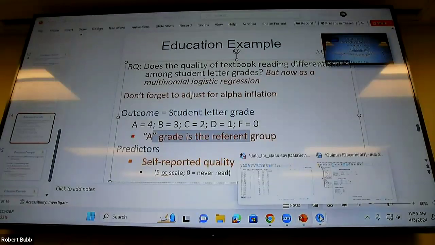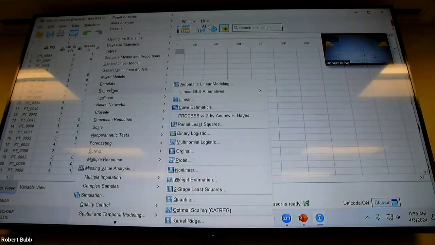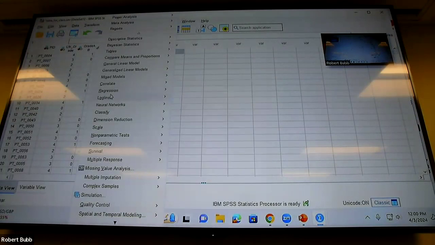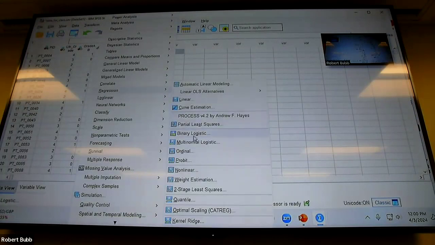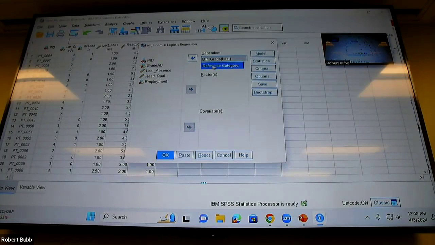So let's go to our data. We'll go to analyze, regression. Now we're going down to multinomial logistic. Same thing as before, we will put our letter grade in the dependent variable. Notice it says reference category. We can change that reference category. We'll identify here in a second. And then we're going to put our reading quality again in the covariate box. So again, we're not getting more equations than we care about.